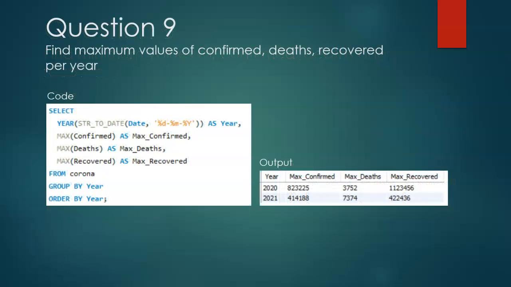As for the maximum case, the maximum values of confirmed, deaths, and recovered are included in the given output, where the max function is used, and again the group by is done according to the year, and the order is also according to the year.